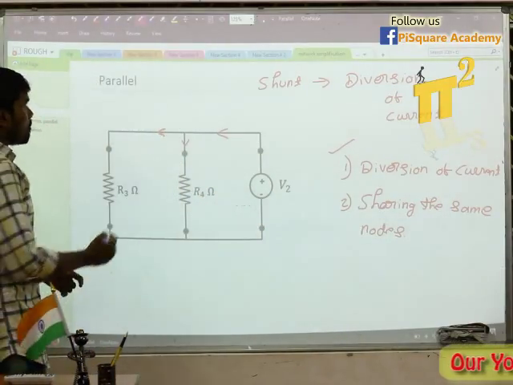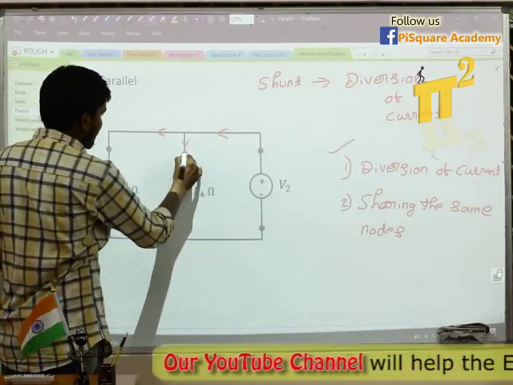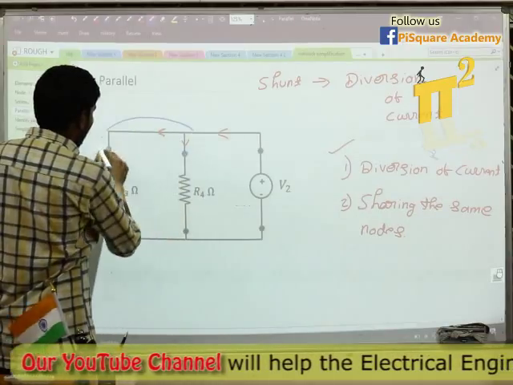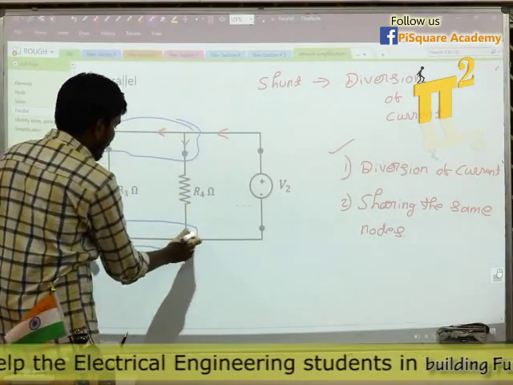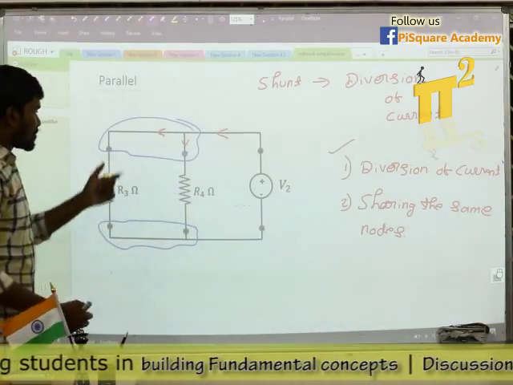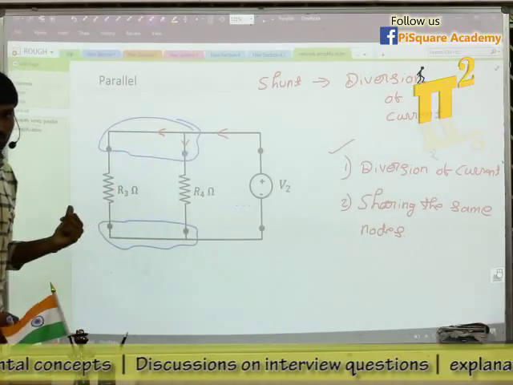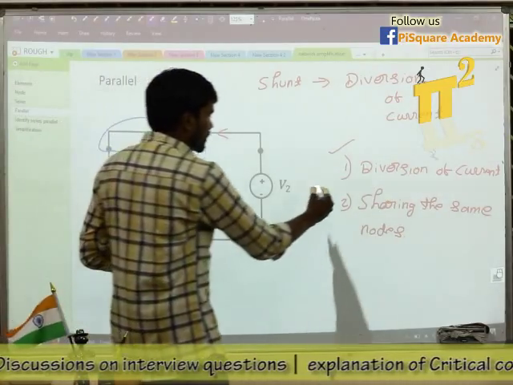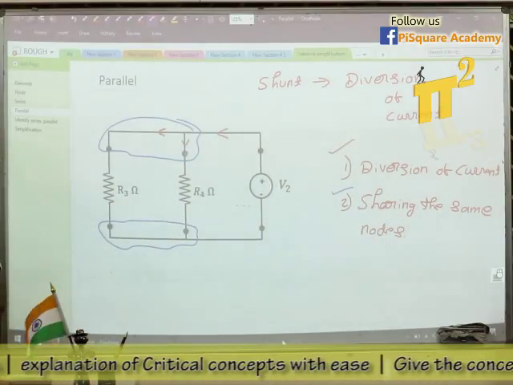Second condition says both are sharing the same node. Let's check it. Yes, at this terminal, we have one node. Yes, we have a common node. So these two elements are sharing the same nodes. As both the conditions are satisfied, I can say these two are in parallel.